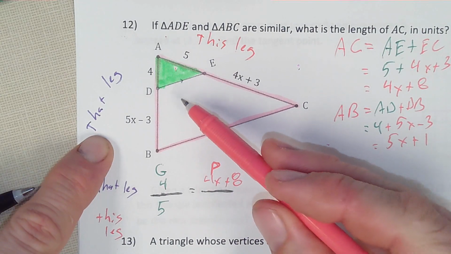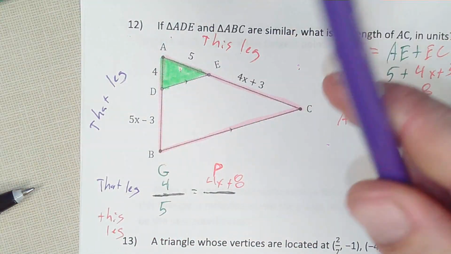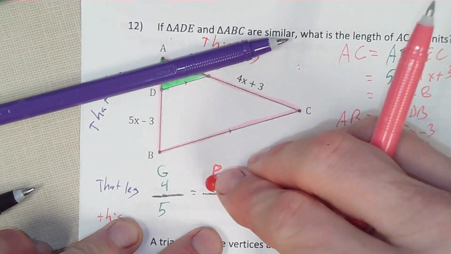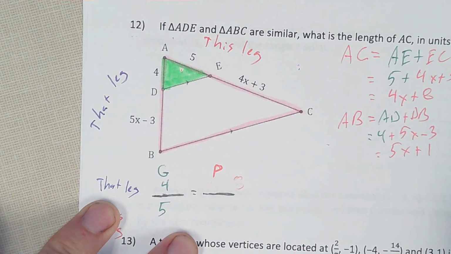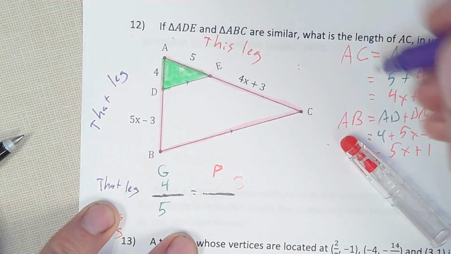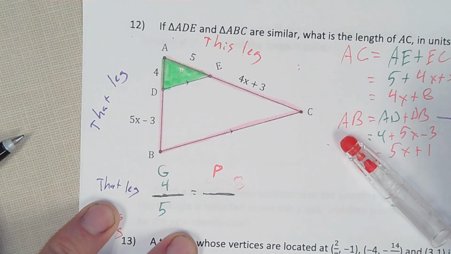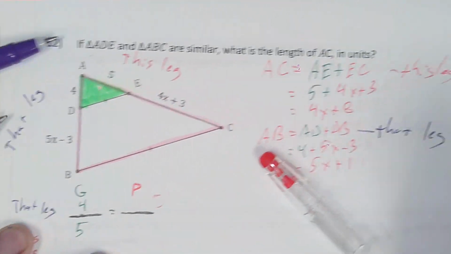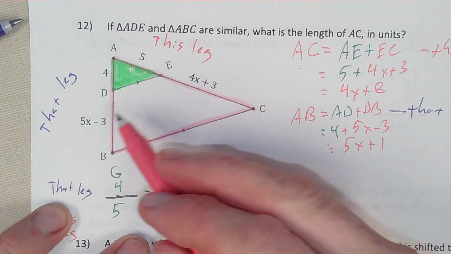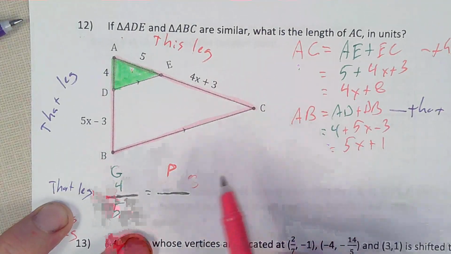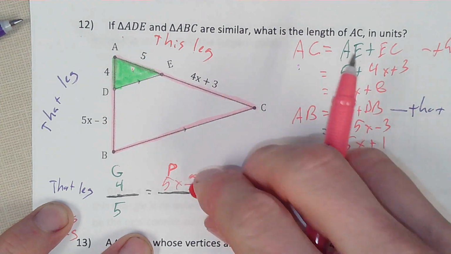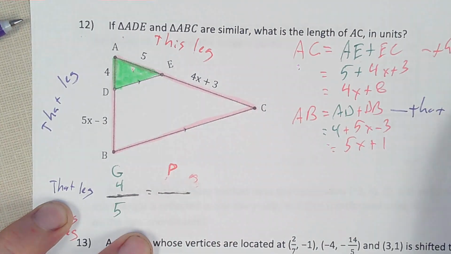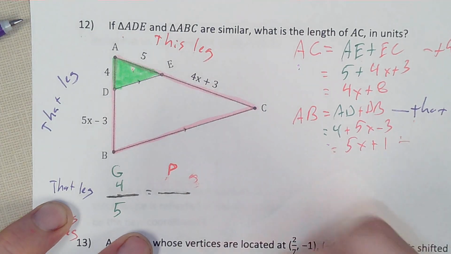and that leg, whoops, that was the wrong leg. See, that's why I do it. I made a mistake. So that leg on the pink side, AB is that leg, and this is this leg. All right, so that leg on this side is 5x minus 3. Nope, that's not right either. Man, this is why I do it. All right, so that leg ends up being 5x plus 1.